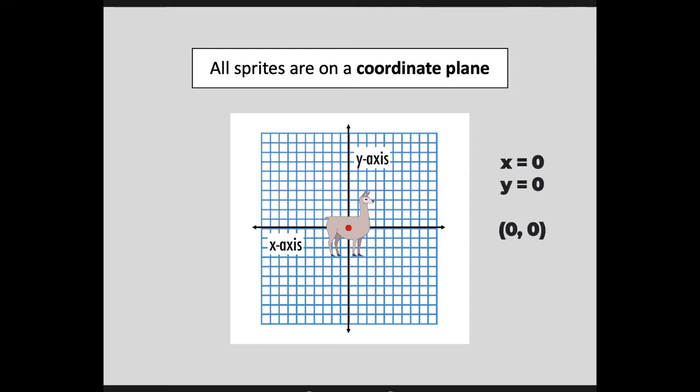Now if my llama moves up my y-axis, his y value will go up in the positive direction. If he moves down the y-axis, he will be going below 0, so I will have a negative number. Similarly with my x-axis, if I move to the left, negative number. If I move to the right, positive number.